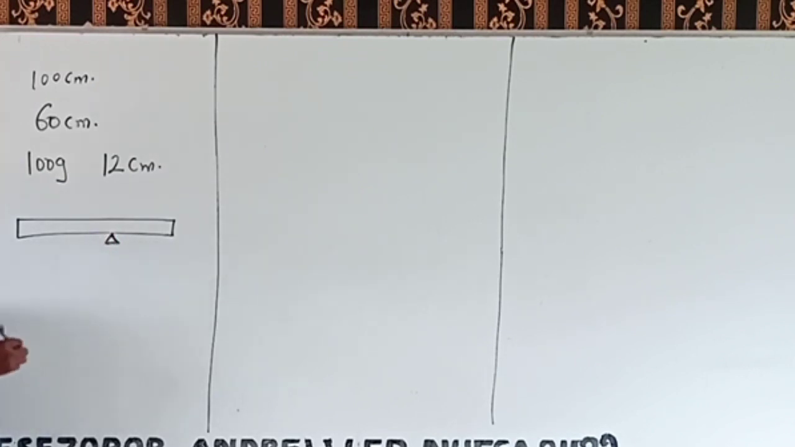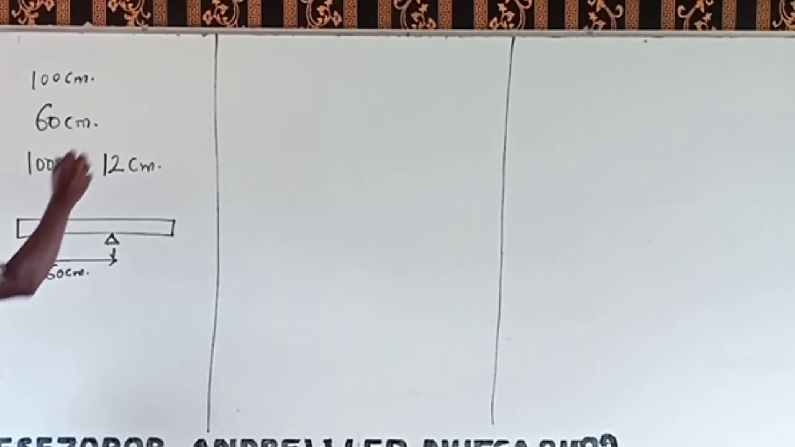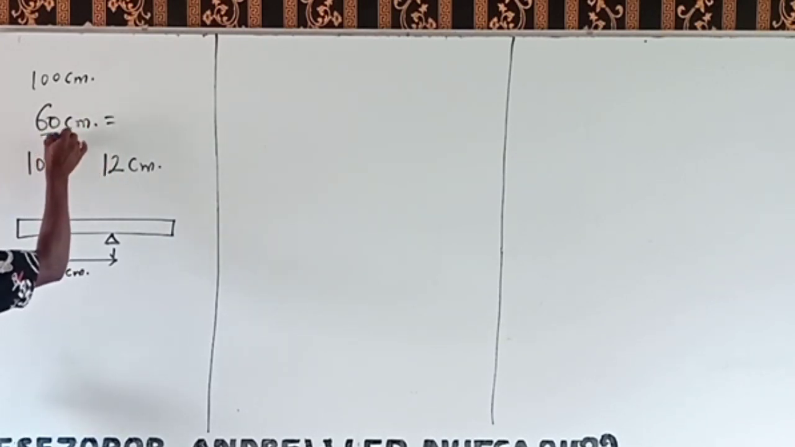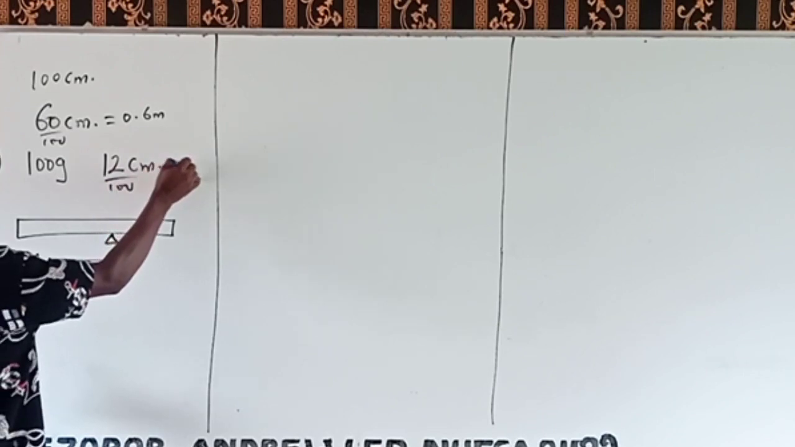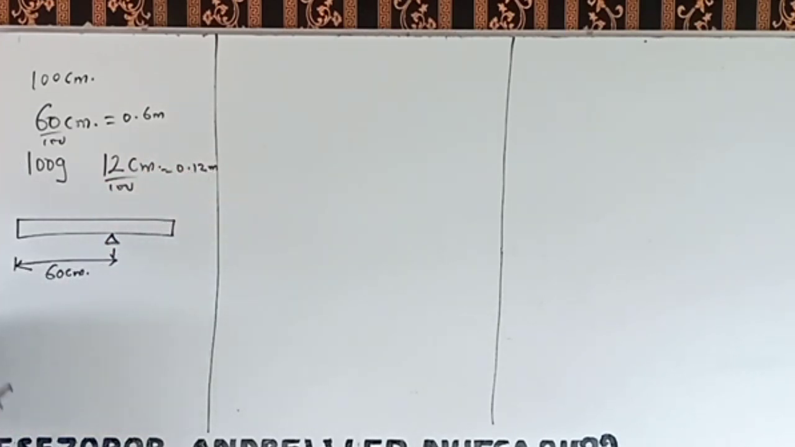So the pivot is going to be there, in the sense that from here to here will be 60 cm. And what is 60 cm in meters? By dividing this by 100, we are going to have 0.6 meters. Divided by 100, we're going to have 0.12 meters. That's what we are going to have.